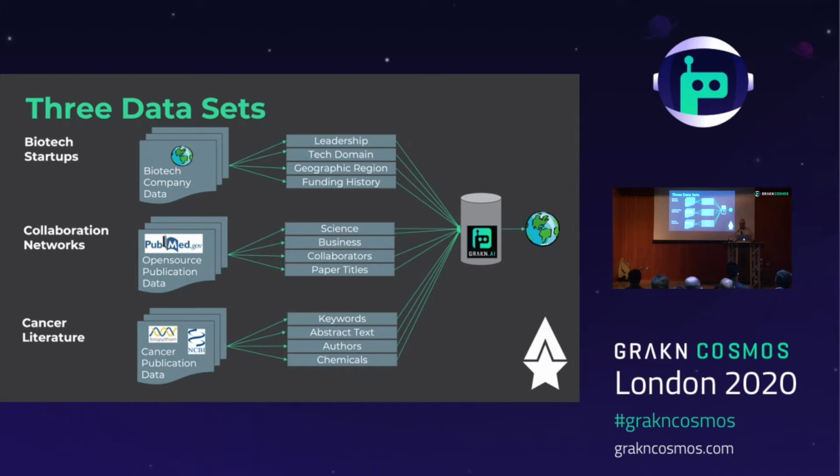And then the cancer literature, right? So we used NCBI and PubMed and BioPython to get cancer publication data in particular. What this really is, is a richer subgraph of PubMed, right? And the goal for that is to make this literature accessible. So we've got keywords, abstract text, authors, and the chemicals, also MeSH terms.